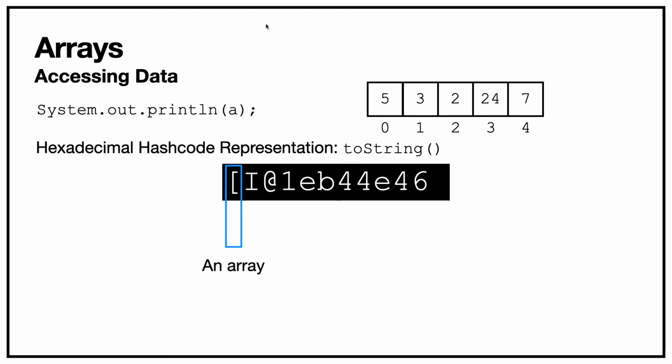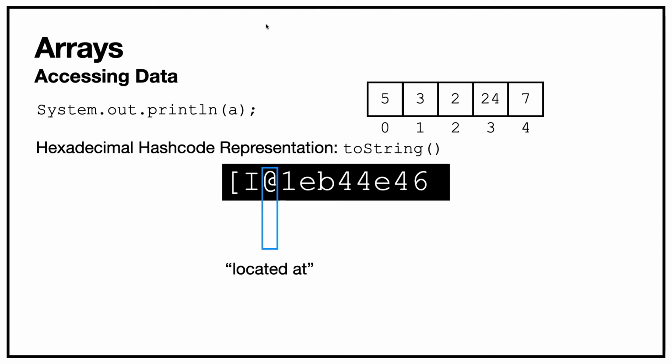This part is considered to be an array. That is the square bracket representation that Java uses to indicate that you're dealing with an array. This part means we're dealing with integers. So if we're dealing with an array of doubles, instead of an I it will be a D, and so on.